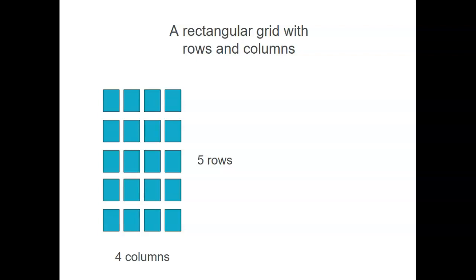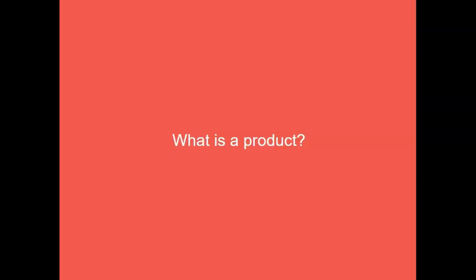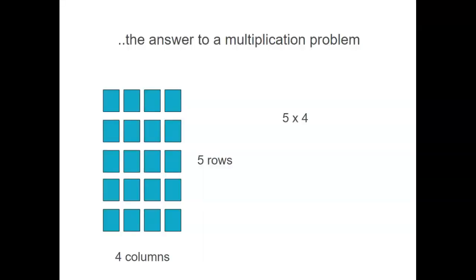This array has 4 columns and 5 rows. An array can have any number of columns and any number of rows. If we're going to look at arrays as products, we need to know what a product is. Basically, a product is the answer to a multiplication problem.